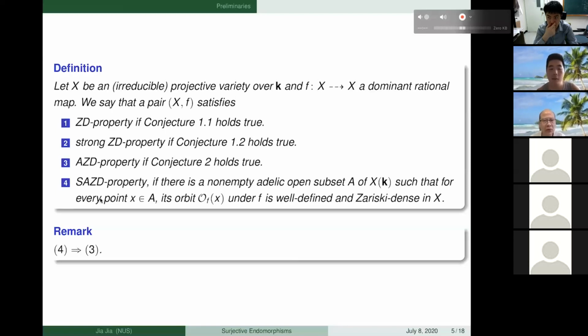This means for this pair, there is a non-empty Zariski open subset A, such that for every closed point x in A, the forward orbit O_F(x) of F is well defined and Zariski dense in X.